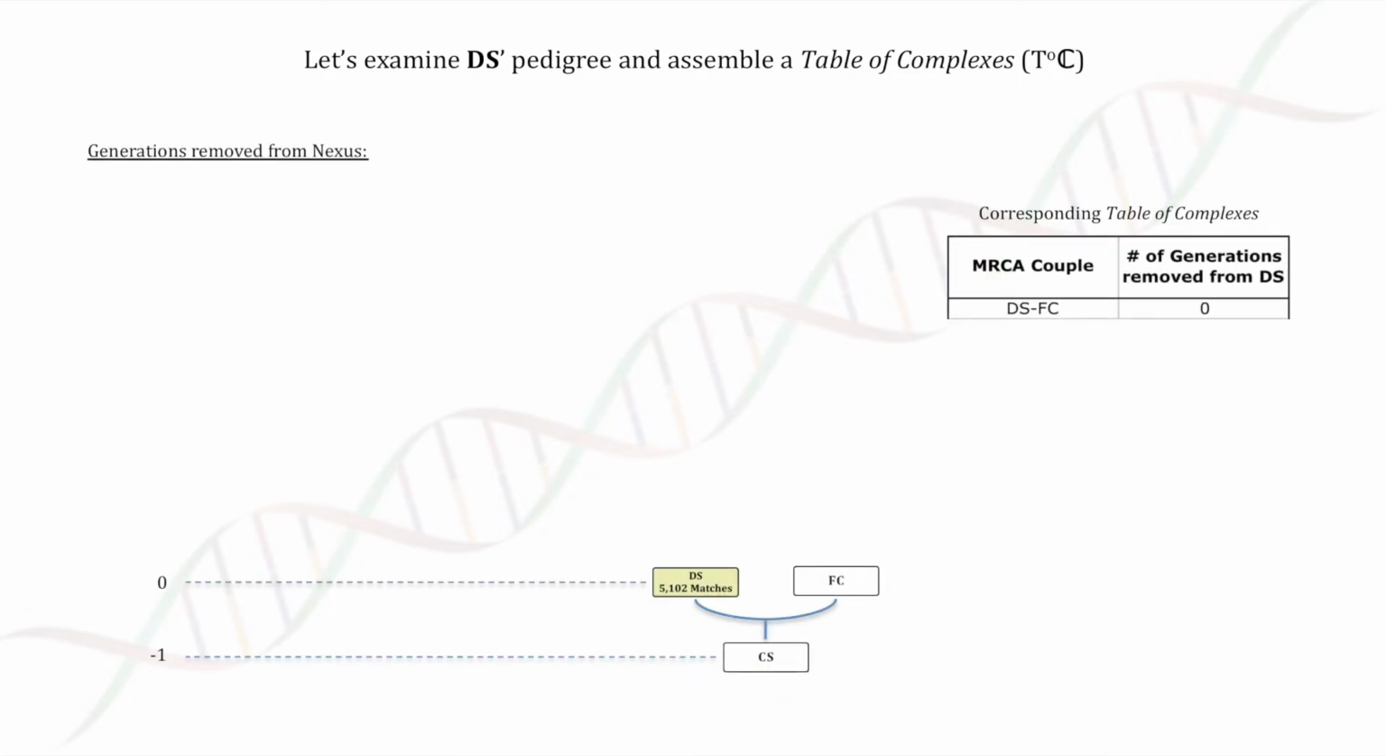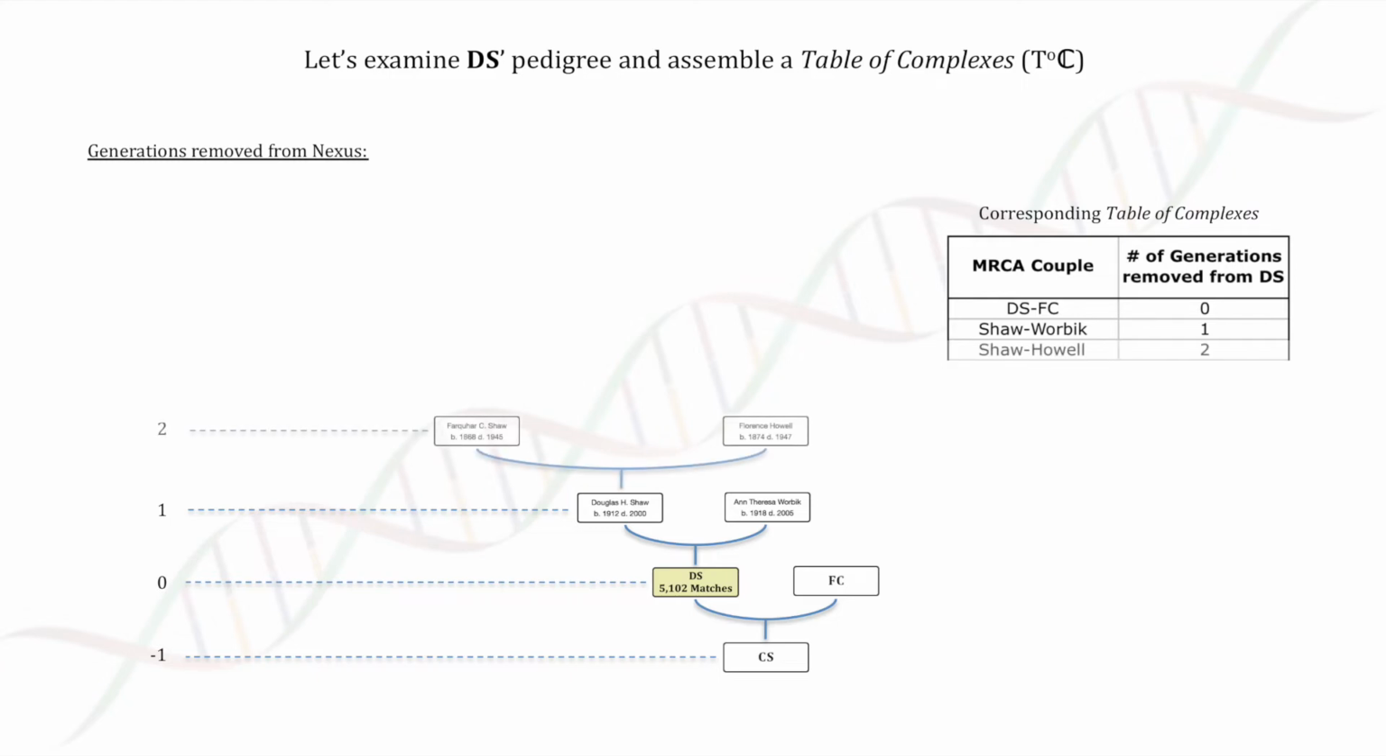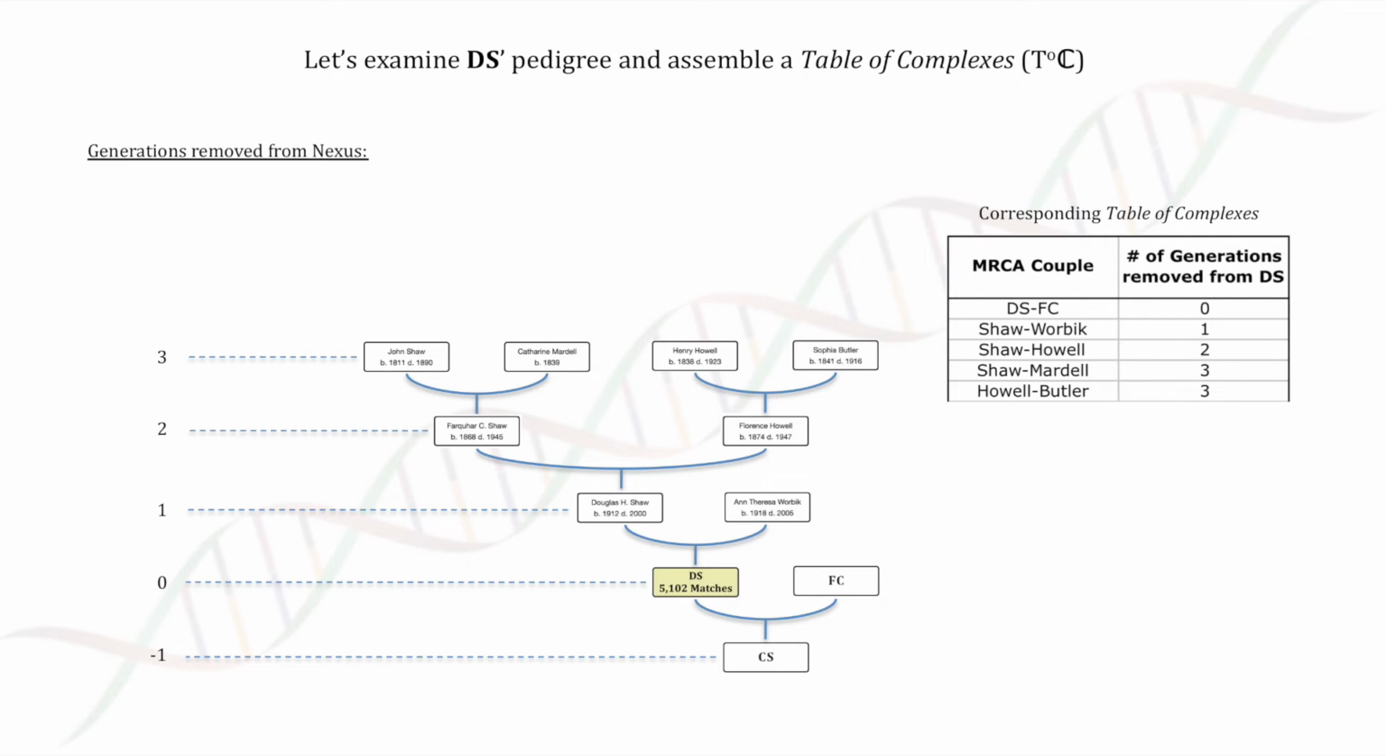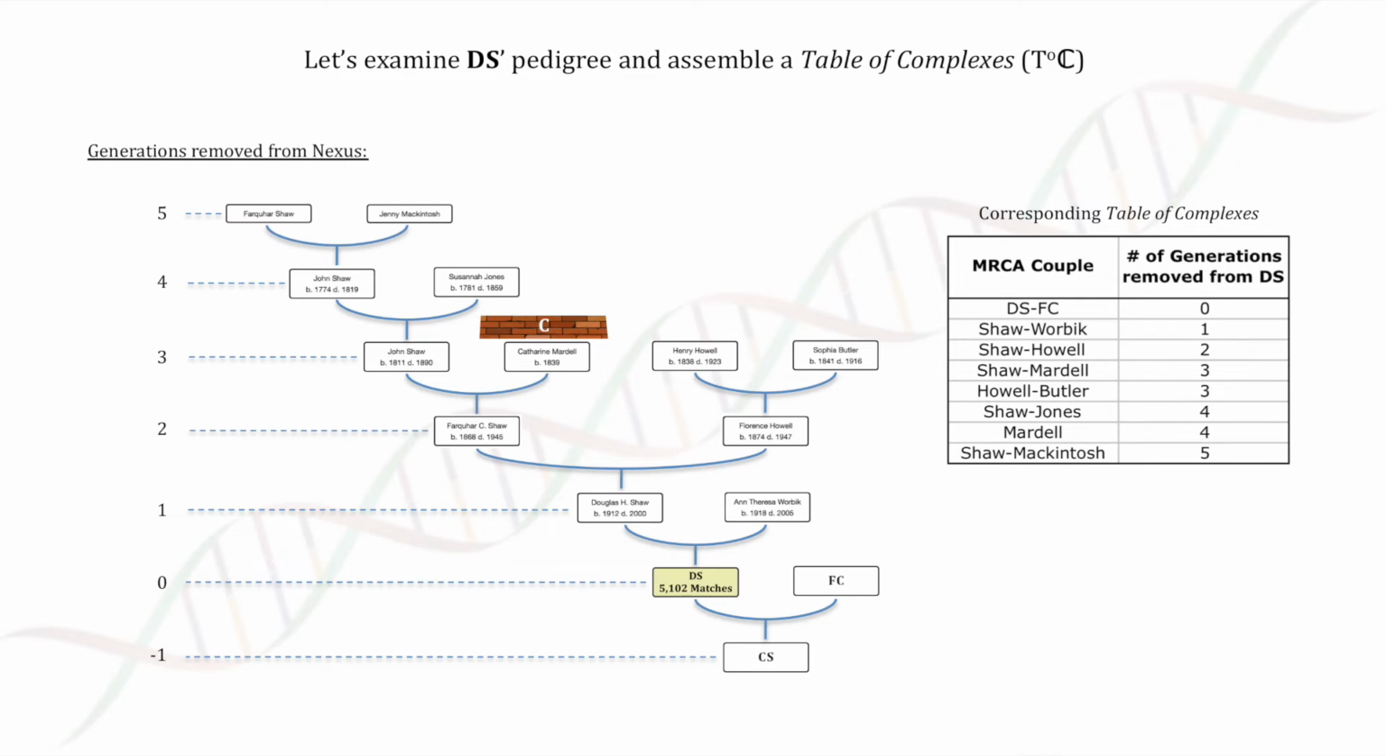From the diagram, you can see DS and his spouse at generation 0, DS parents, 1 generation removed from DS, DS paternal grandparents, 2 generations removed, the Shaw-Howell couple, 2 sets of great-grandparents, 3 generations removed, the Shaw-Mardell couple and the Howell-Butler couple. 4 generations removed, we have the Shaw-Jones couple, and since we don't have any ancestors for Catherine Mardell, we can indicate her family group with a 4th generation Mardell. At the top of the pedigree, we see the Shaw-Mackintosh couple.